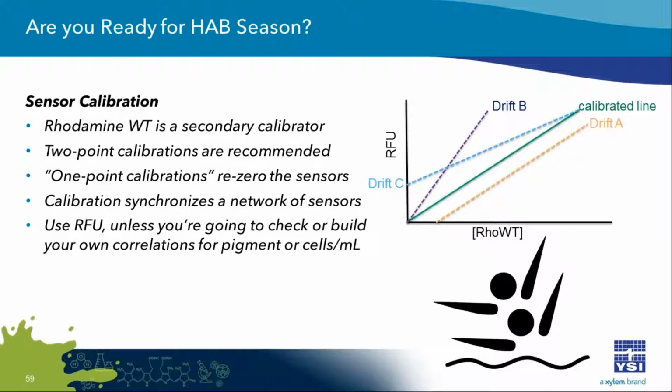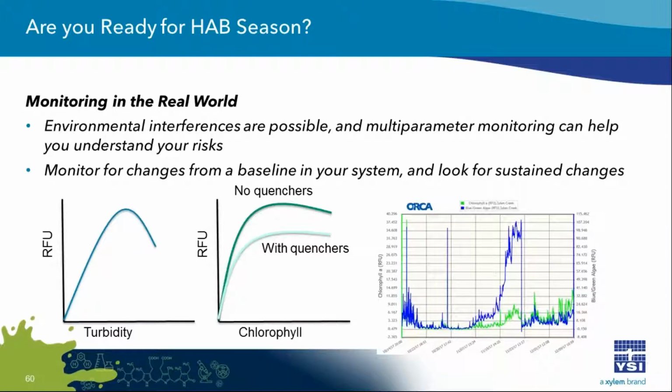A 1-point calibration basically will re-zero your sensor, and again, I want to emphasize, please use RFUs unless you already have confidence in the correlations you can build for cells per mL or for parts per billion of pigment. And then last but not least, there are a lot of possible environmental interferences. Most of the time these are negligible, but you should be aware of them, especially if you're working on the low end of some of the ranges of measurements. So monitor for changes from a baseline in your system, and that's how you're going to be able to recognize what's going on. Absolute numbers aren't what matters. What matters is when you see irregularities.